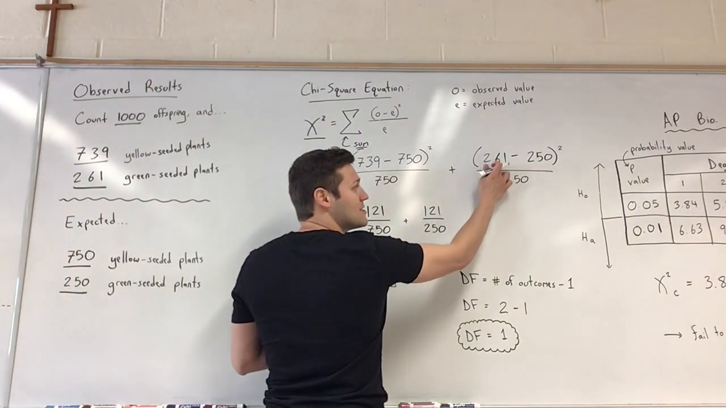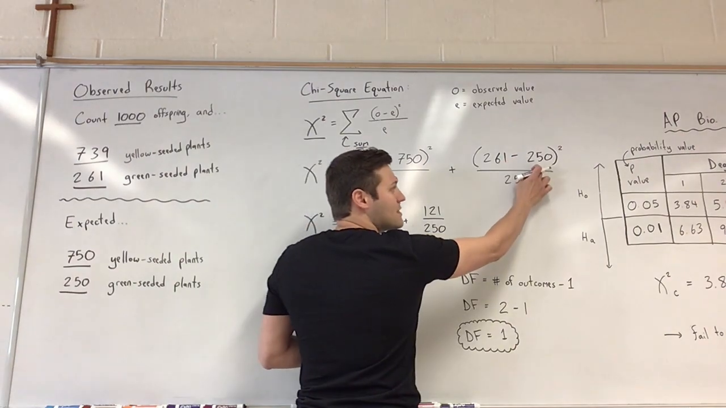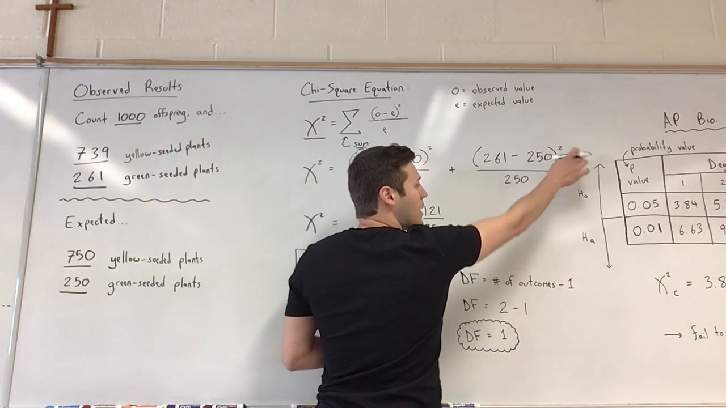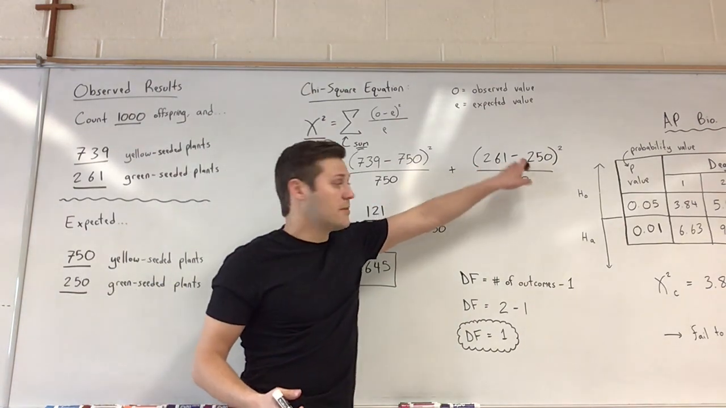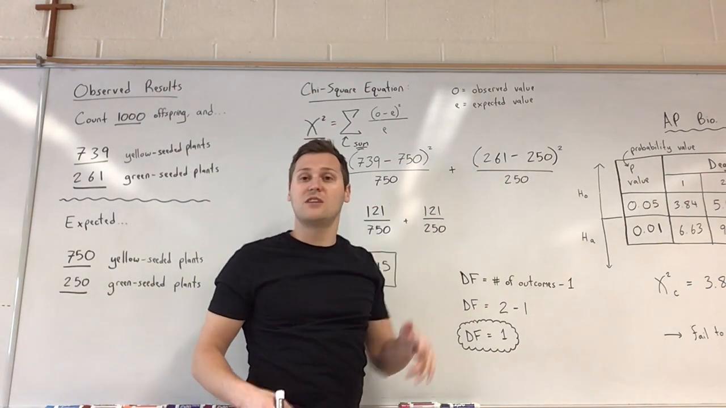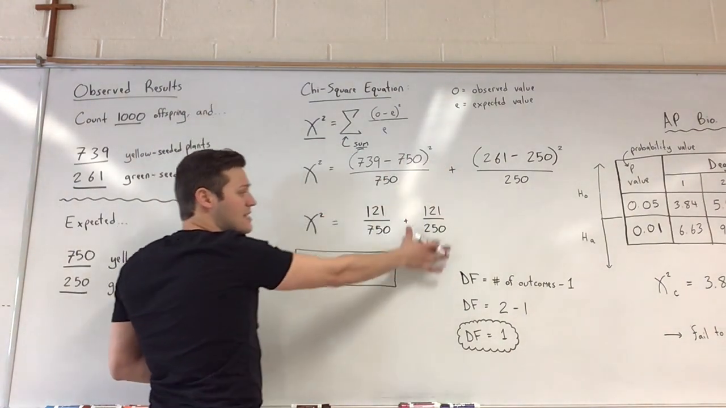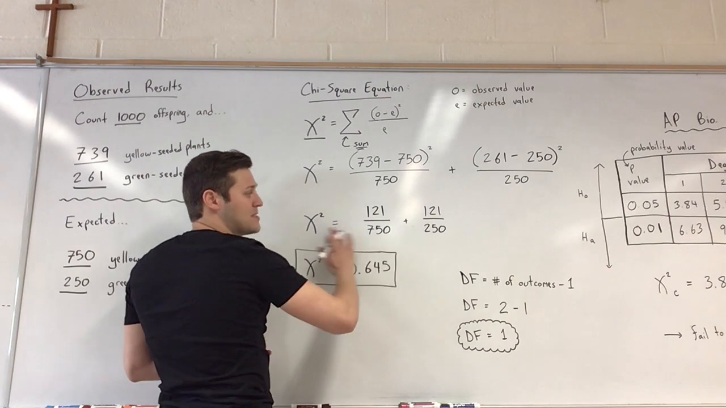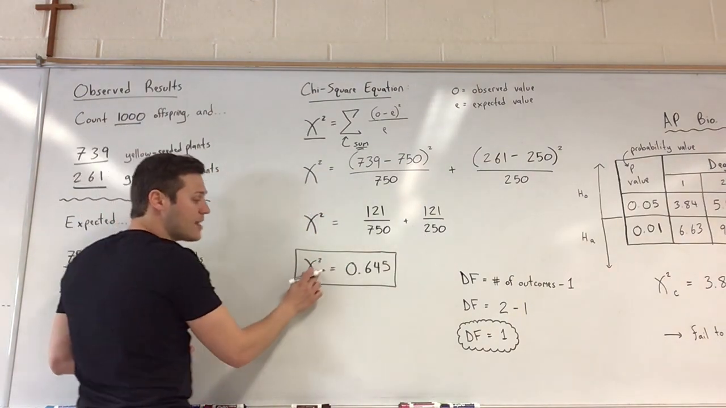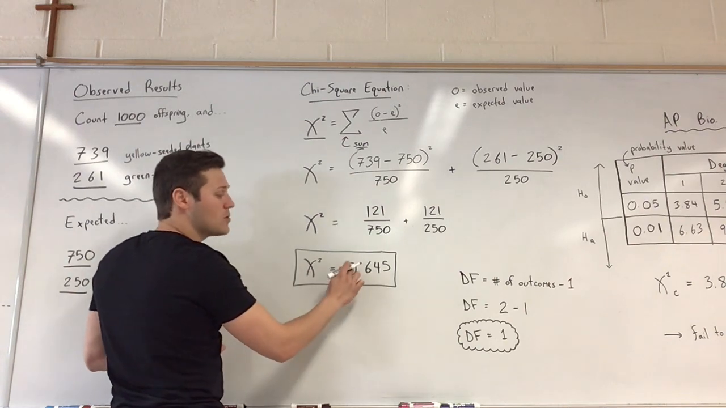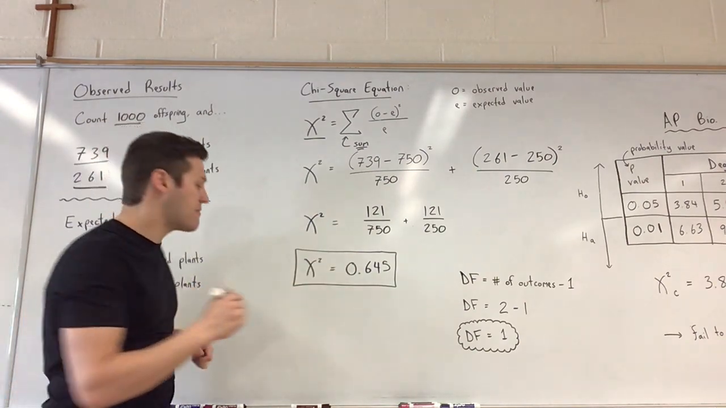So it's 261 observed green seeded plants, minus our expected, which was 250. We square it. That would hypothetically get rid of the negative if there was a negative here. Divide it by 250, which is the expected number of green seeds. And then if we do all of this out, you don't necessarily have to show this intermediate step, but I did so you can kind of see the math. Our chi-square value ends up being 0.645. So this is our official chi-square value. I'll even write that in.